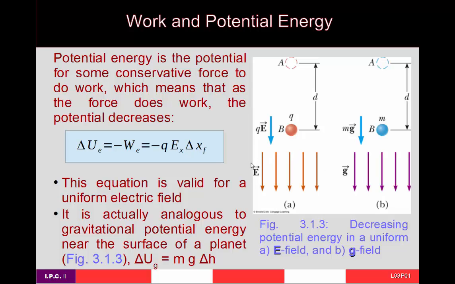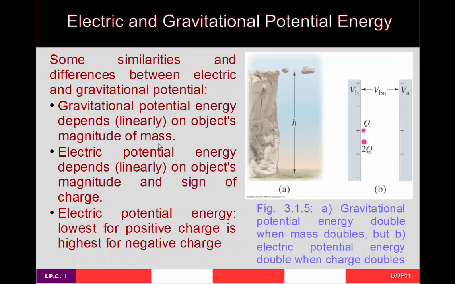And the same will in fact be true for electric fields. In gravity, the force went like 1 over r squared. The actual potential energy, generally speaking, went like 1 over r, so 1 over the distance away from the gravitational attractor. So let's return to our electric and gravitational potential energy analogy. There are some similarities and there are some differences.